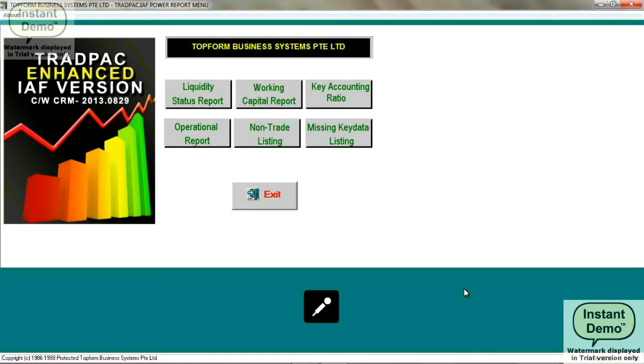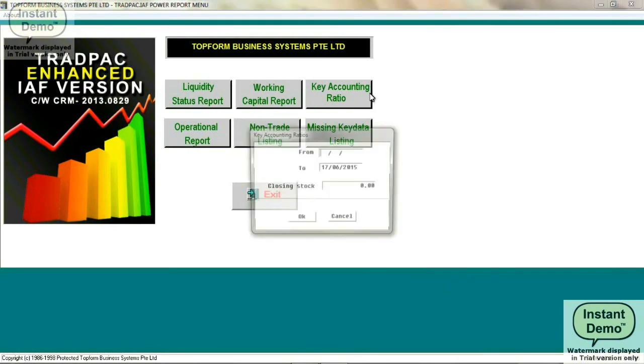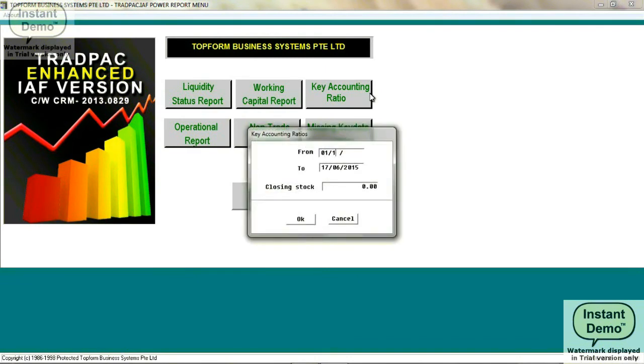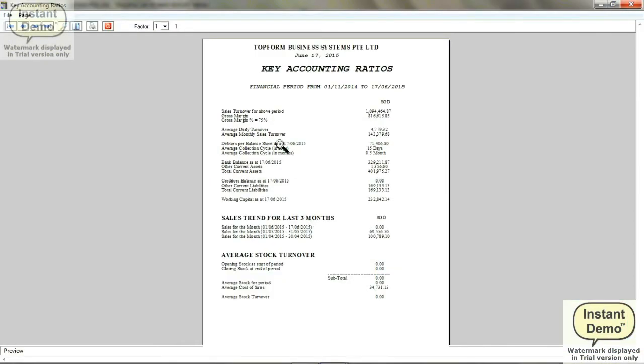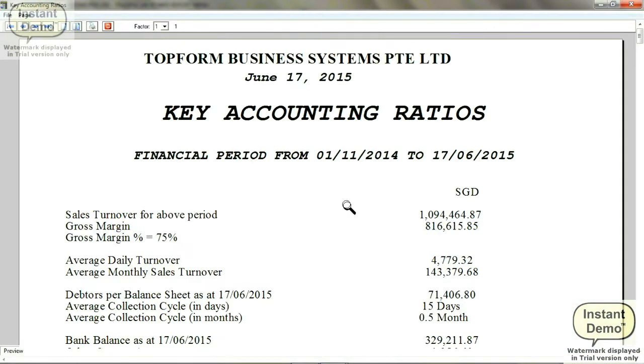Now let's move on to the CAR report, or Key Accounting Ratio report, as mentioned earlier. It's a very comprehensive report that will give you a very good feel of your business. So let's put in the period starting from the 1st of November 2014 to the current date. Now this report will tell you for the period specified your total sales turnover, your gross margin, and your gross margin percentage. Now, would you agree this is very useful information?